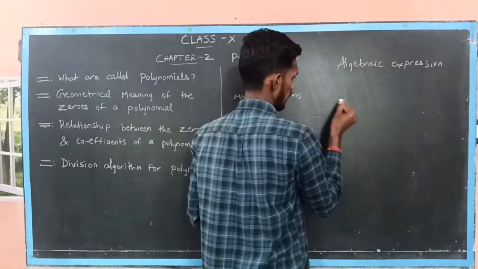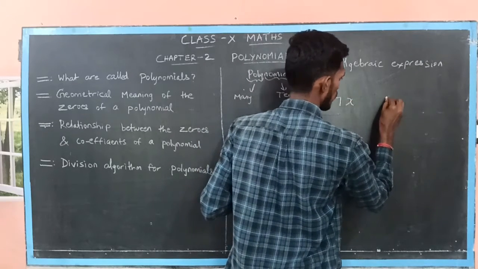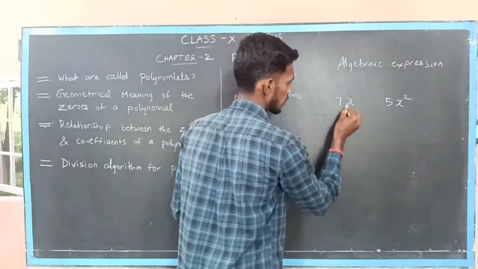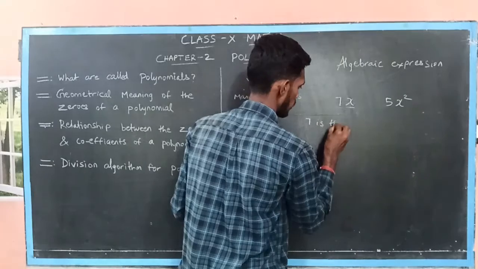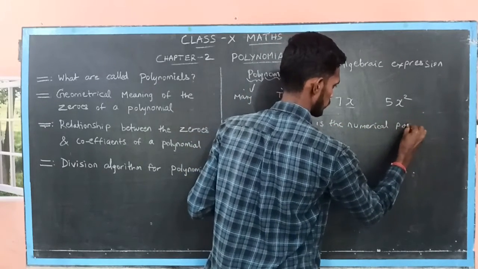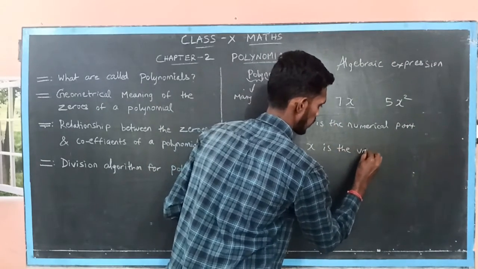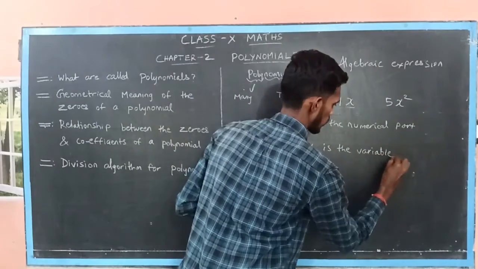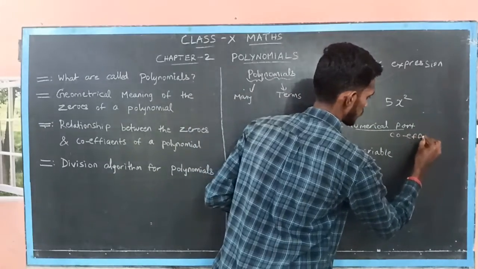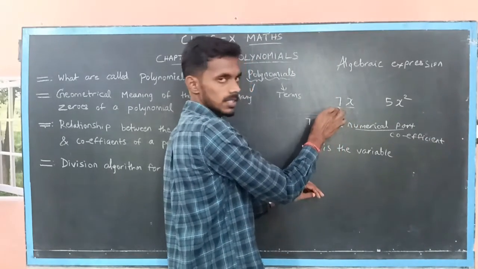For example, let me write a term 7x, 5x square. In this term, the 7 is the numerical part and the x is the variable. The numerical part is otherwise known as coefficient. So, the variable here is x and the coefficient is 7.